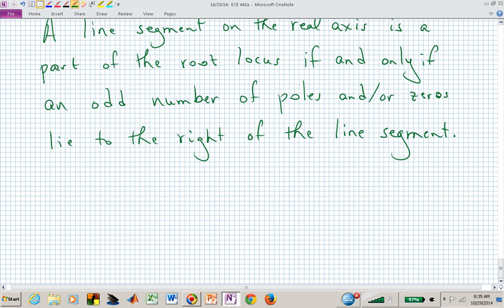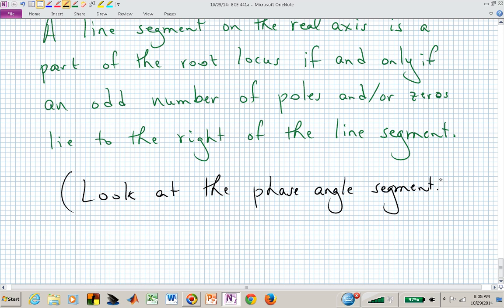And this actually all depends, in terms of justification for where in the world did this come from. This comes from the phase angle. What? Phase angle condition.